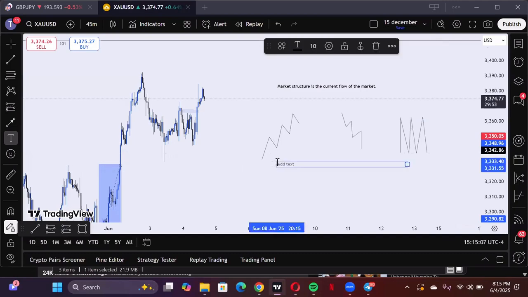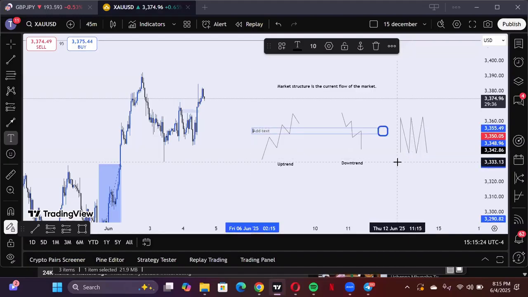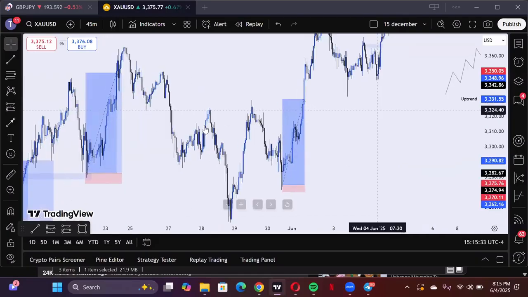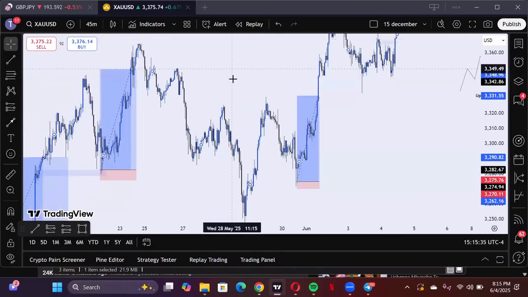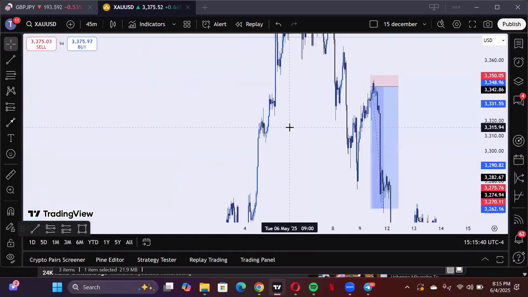Either it's on an uptrend, or it's on a downtrend, or it's ranging. So when the market is moving from one point to another, it's either trending to the upside or to the downside, or ranging. It's basically something like this. For example, this here is an uptrend.